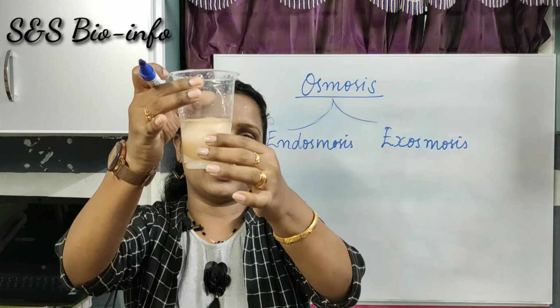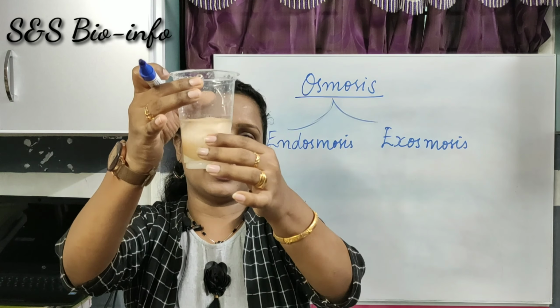Then concentration gradient: the surrounding medium, in the case of a normal solution, that is a highly diluted solution, has more water molecules when compared to the cell. So there is movement of water from the region of higher concentration to the region of lower concentration, which means there is a concentration gradient. So these two are the conditions required for osmosis.